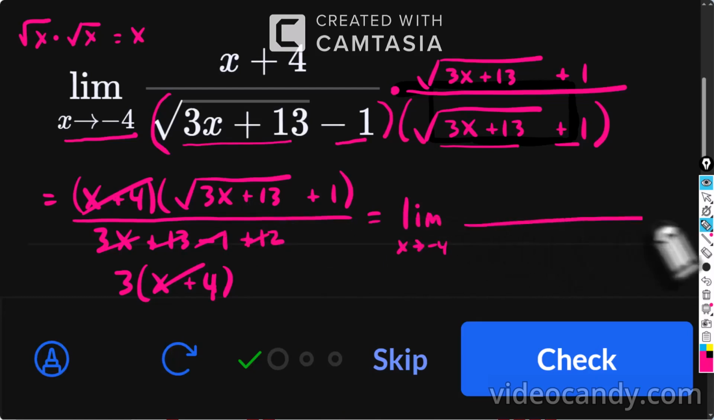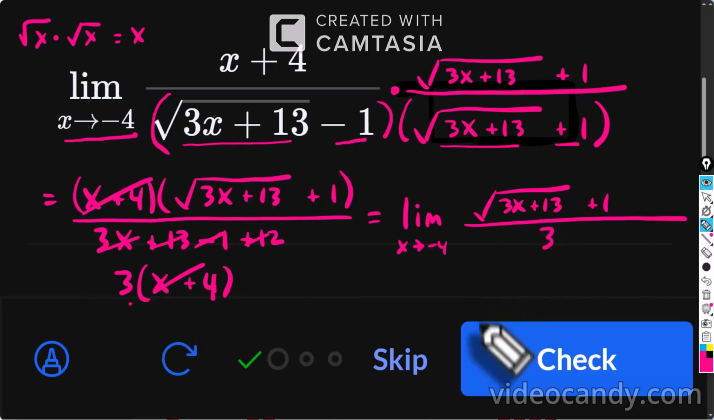Numerator, radical 3x plus 13 plus 1. Denominator, the only thing left is 3. Okay, now we can use direct substitution again, but we're not going to get 0 over 0 this time. You take the -4, you plug it in here. That's going to be -4 times 3, which is -12, plus 13 is 1. The square root of 1 is just 1. So we're left with 1 plus 1 over 3, which is just 2/3.